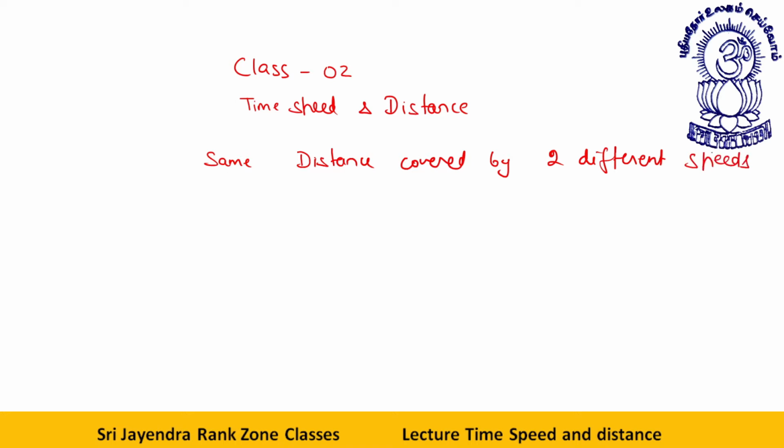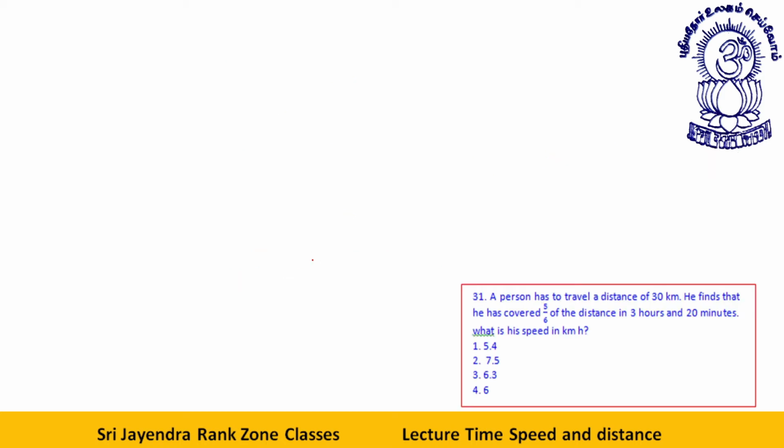So what we are going to do, we will say that distance 1 is again covered. So distance 1 is equal to distance 2. Let's say distance 1 is covered at a certain speed at a certain time. So I'll say this is speed 1 into time 1. This is speed 2 into time 2. So this is what we will be dealing in. Speed 1 into time 1 is equal to speed 2 into time 2. Let's start with the questions, okay.